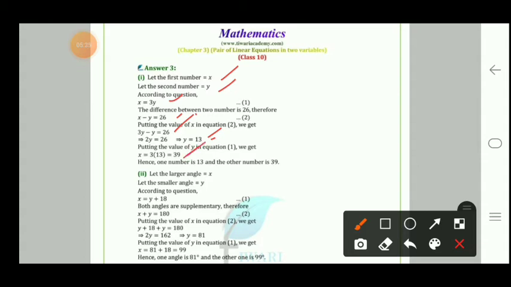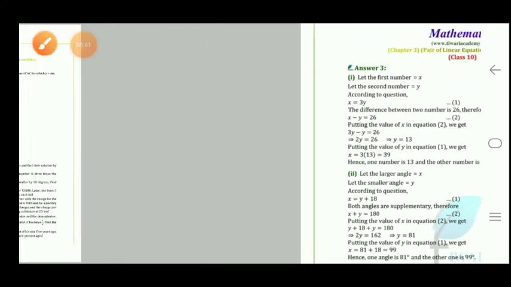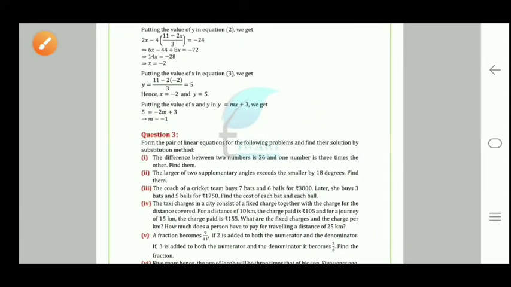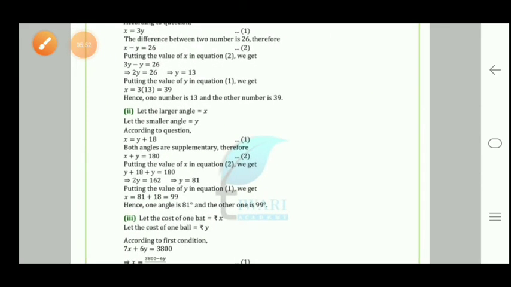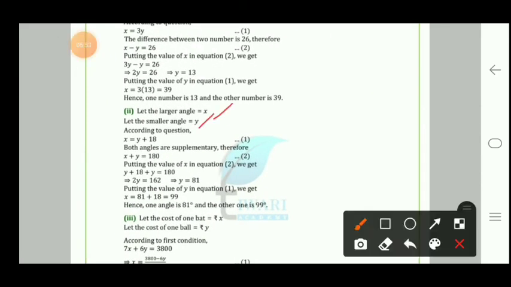Now the second part. The question is: the larger of the two supplementary angles exceeds the smaller by 18 degrees. Find them. Let the larger angle be x and the smaller angle be y. According to the condition, the difference is 18, so x is equal to y plus 18. Now both the angles are supplementary, which means their sum is equal to 180. Putting the value of x in equation 2, we get y plus y plus 18 is equal to 180, that is y is equal to 81. Putting the value of y in the equation, we get x is equal to 81 plus 18, which is equal to 99. So the required angles are 81 degrees and 99 degrees.